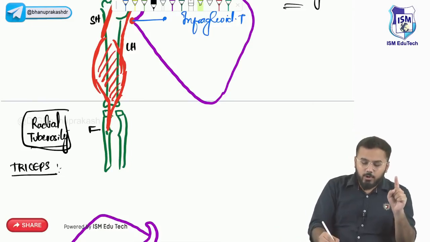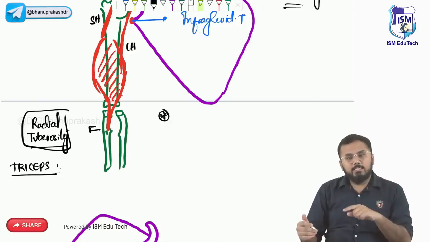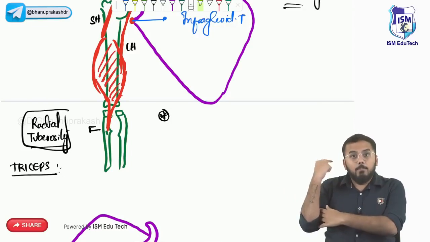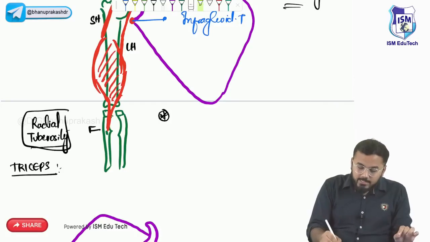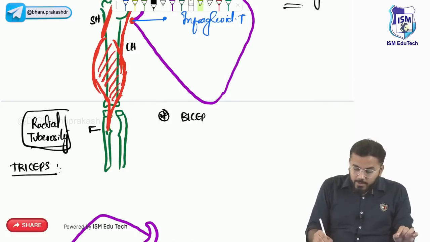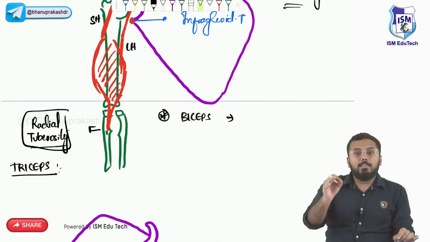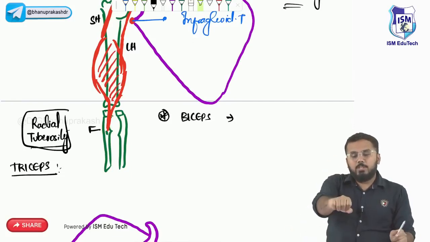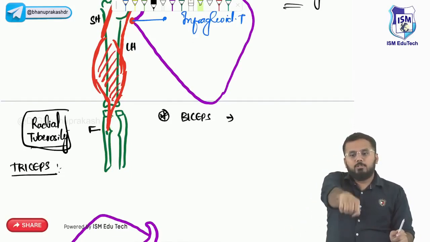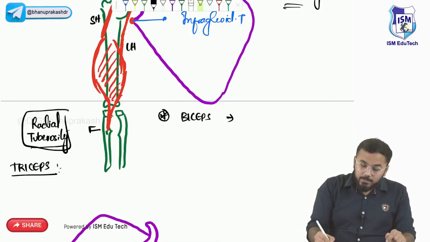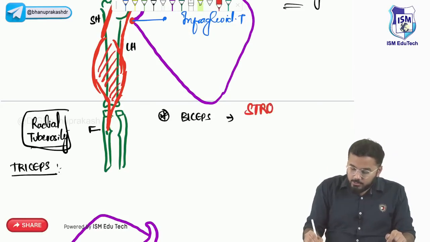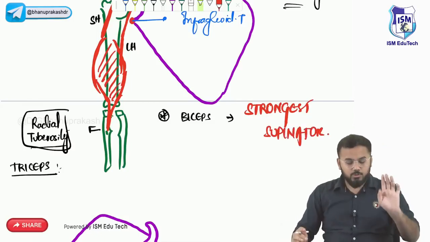And one very important thing you need to remember is that obviously biceps is responsible for flexion. But the most important thing you have to know is that this biceps muscle is the strongest supinator. You know, there is something called pronation and supination, right? This is pronation supination. The strongest supinator is your biceps muscle. Keep this thing in mind. Biceps is your strongest supinator.